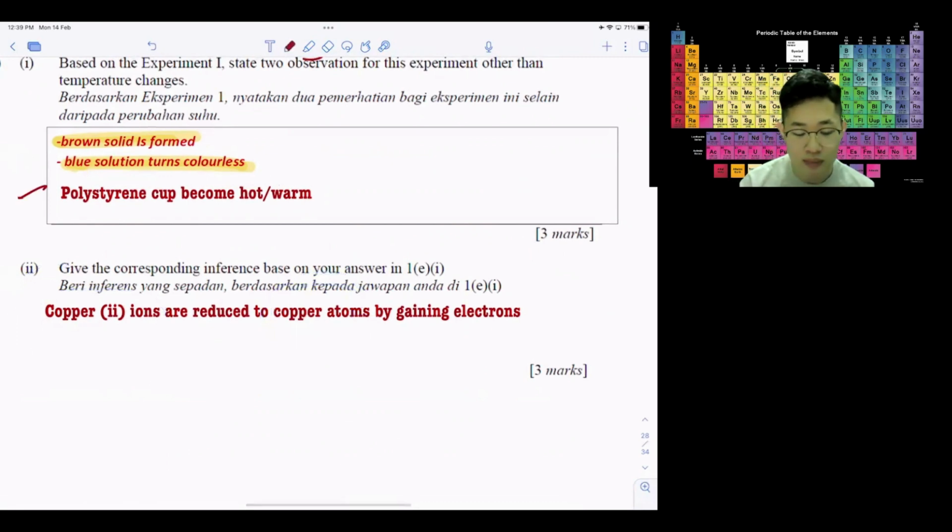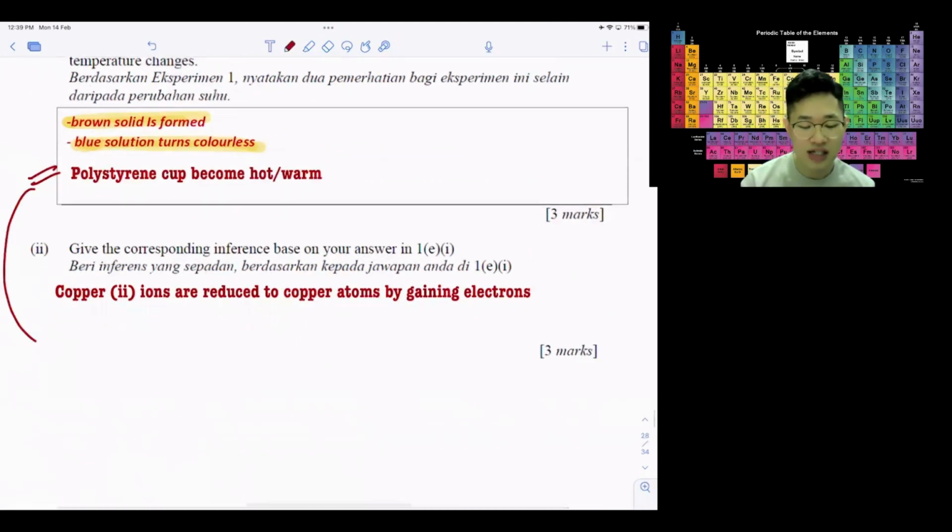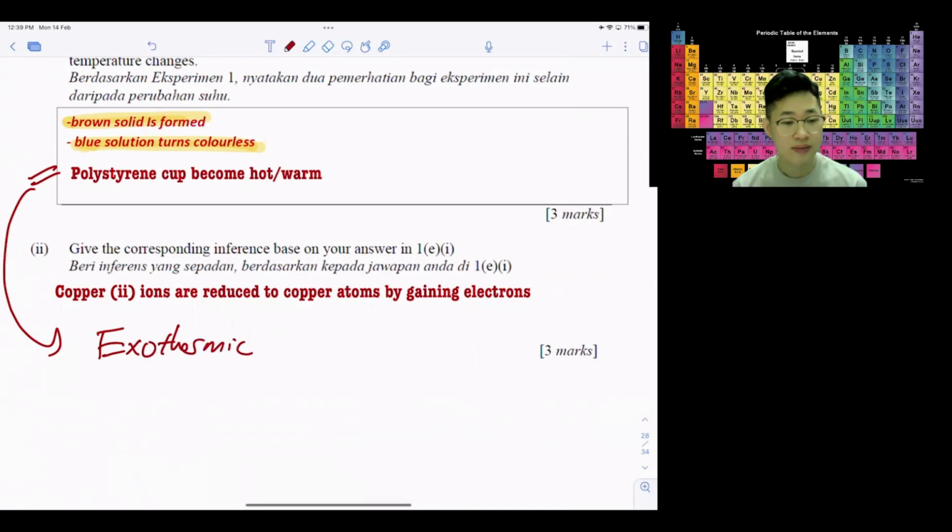If this is my observation, my inference can be the reaction is exothermic. That's why the cup will become hot. So this is what you can answer for heat of reaction.